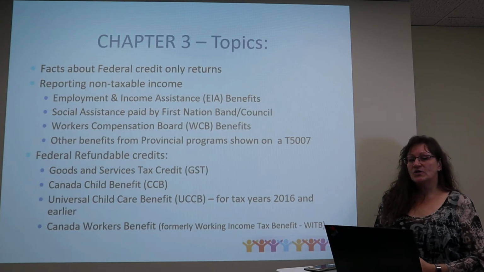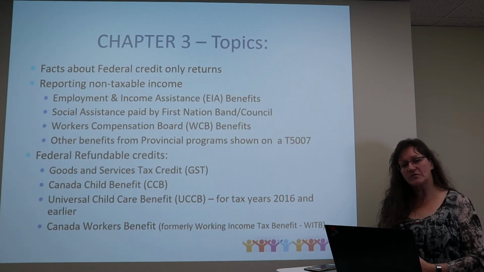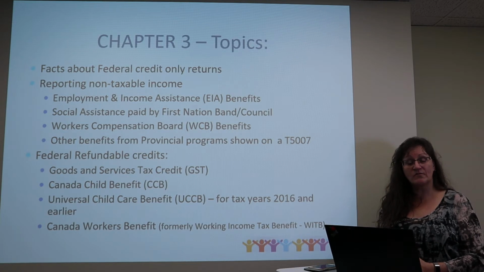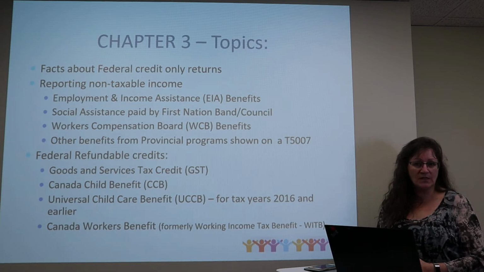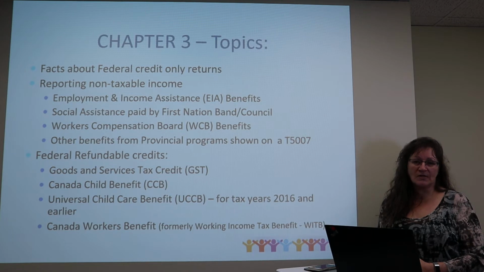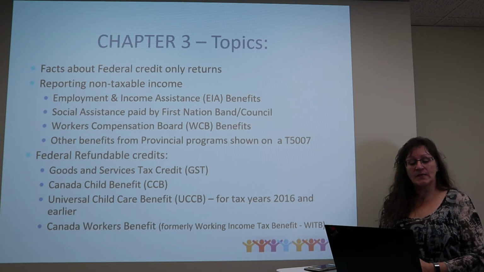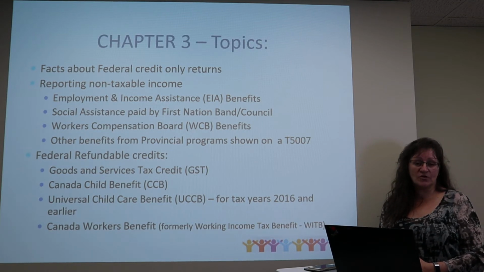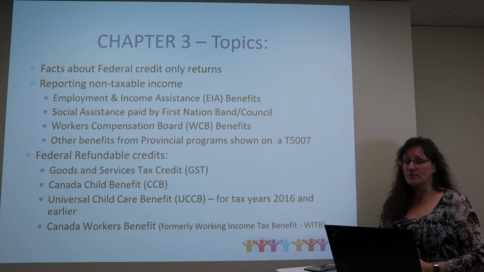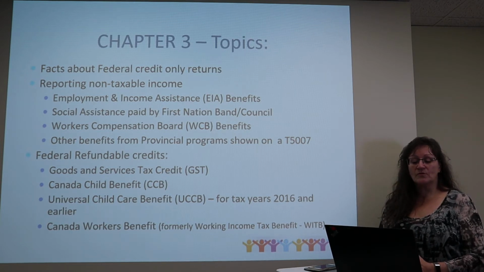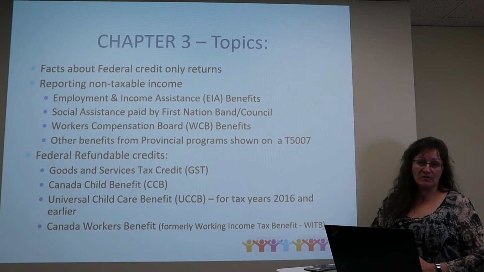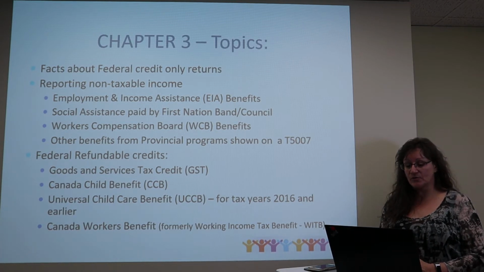So what we're covering in Chapter 3 are facts about federal credit-only returns and some specifics about the type of income we would normally see in these low-income or zero-income tax returns, most of which is reported on the slip T5007, and that is where your employment and income assistance or EIA benefits as well as your workers' compensation benefits get reported, plus other provincial government benefit programs show up on those slips as well. We'll also talk a bit about social assistance paid by a First Nation band or council and how that is treated on a tax return.